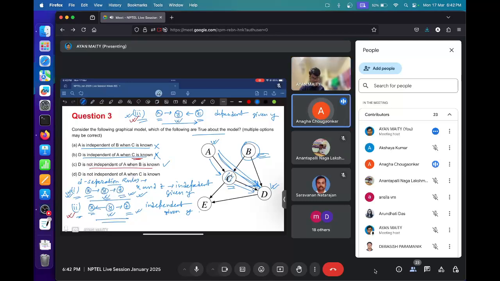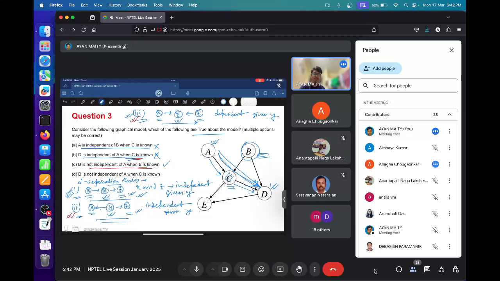As C is not given there in the option. In option C, B was given, but in option B, C was given. In that case, C would have blocked that path. Then we have to find out other paths and whether the other paths are also blocked or not. This is slightly difficult.